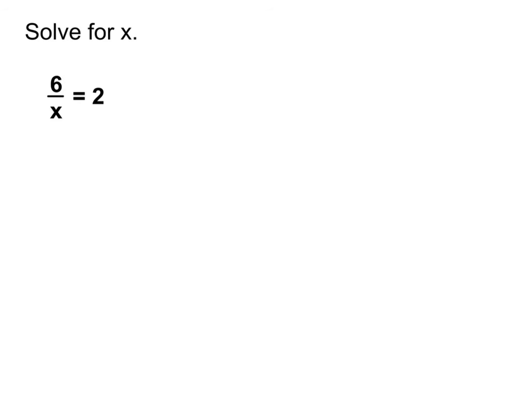Because if you ever want to take any number and write it as a fraction, all you got to do is put it over 1. Because anything divided by 1 is itself. So 2 divided by 1 is 2. Now that we did that, we can now cross multiply and solve it just like we did on the last one. And so to solve from there, I cross multiply. So I do 6 times 1 is 6, 2 times x is 2x. Then divide both sides by 2. So 3 equals x.